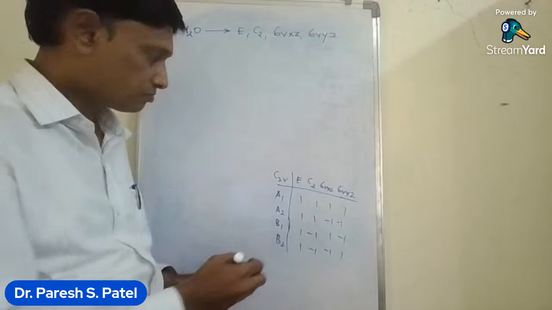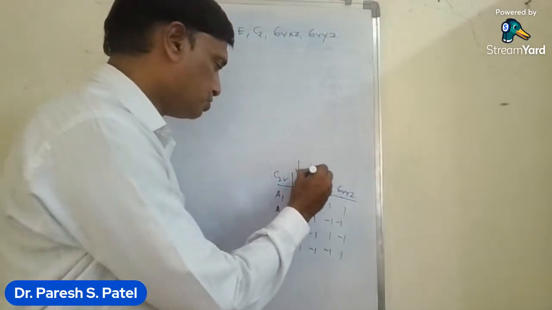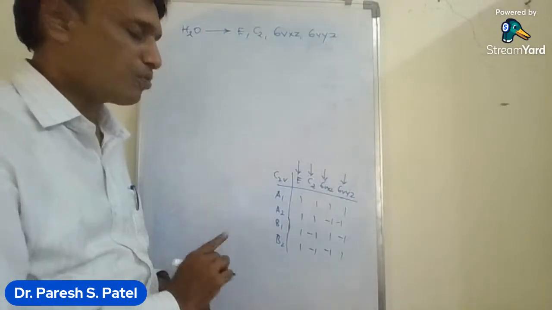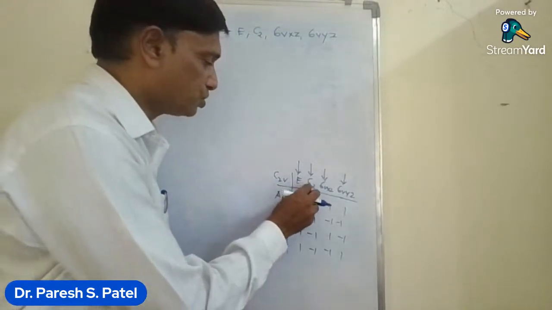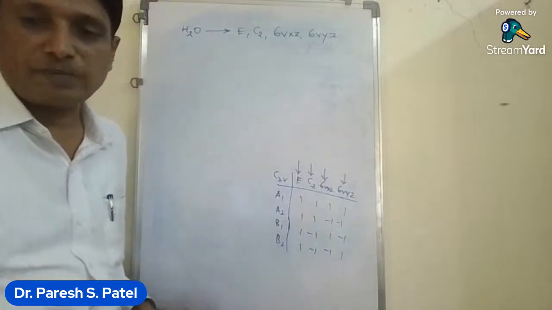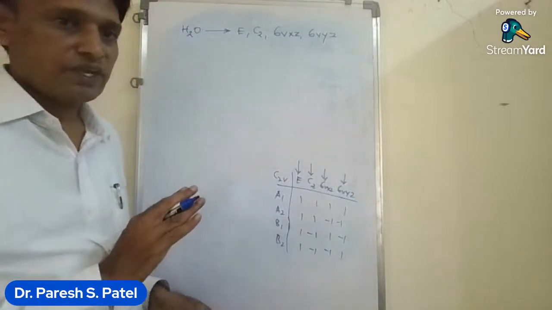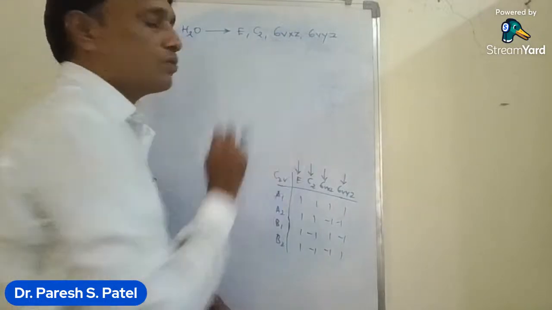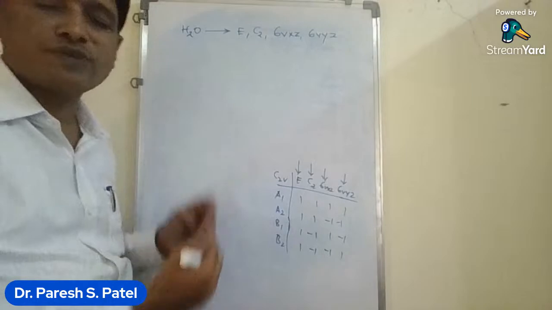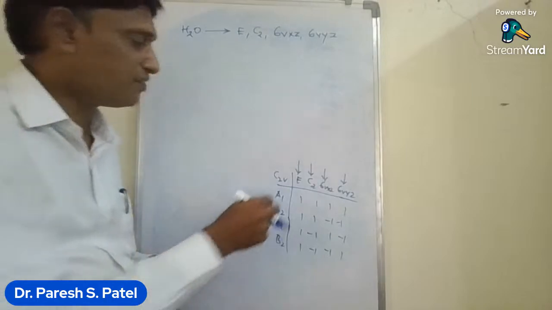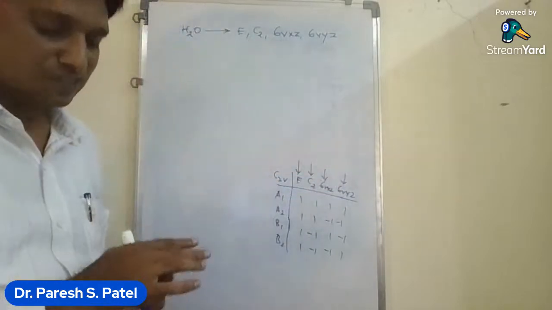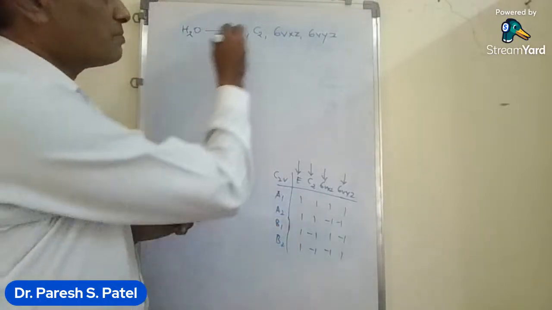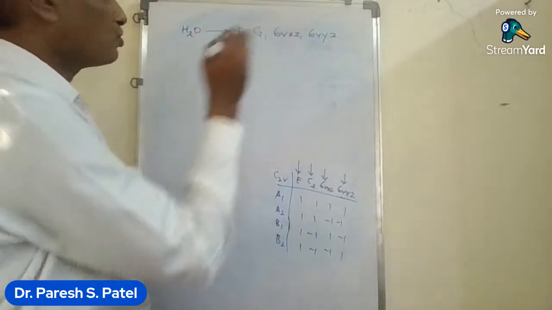Now here, 1, 2, 3, and 4. So in this case, the number of classes is equal to 4. It means 1, 2, 3, and 4. Obviously, it should satisfy condition number 1, and then we can get 4 classes. So let us start how to find out the classes of these symmetry elements of this particular group.